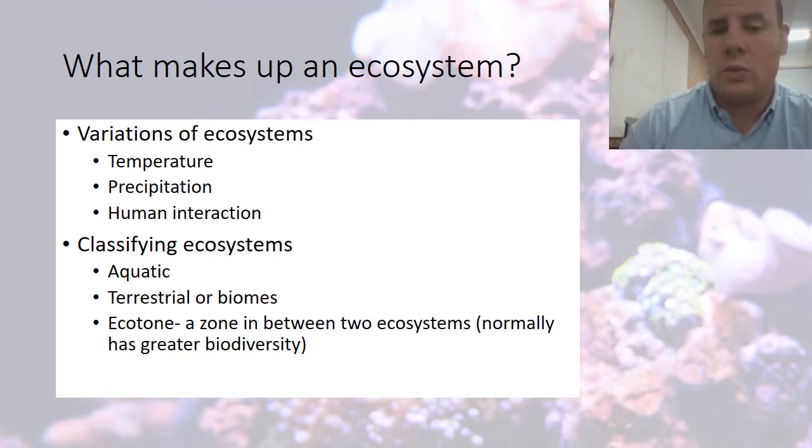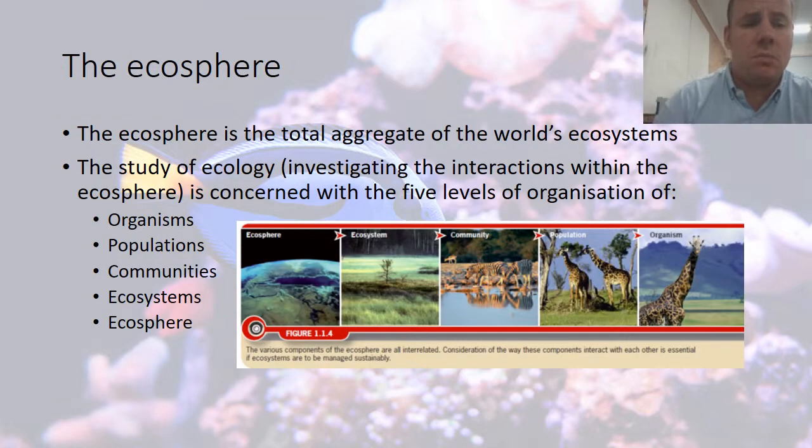Aquatic means underwater, so what lives in a river, what lives in the sea, they're aquatic. Terrestrial is what lives on land. An ecotone is a zone in between those ecosystems, that fuzzy bit. Like in nature, we don't have a line between aquatic and terrestrial. Some ecosystems have a bit of both connections, and that's why coral reefs would be classified as an ecotone. So yeah, that's what makes up an ecosystem.